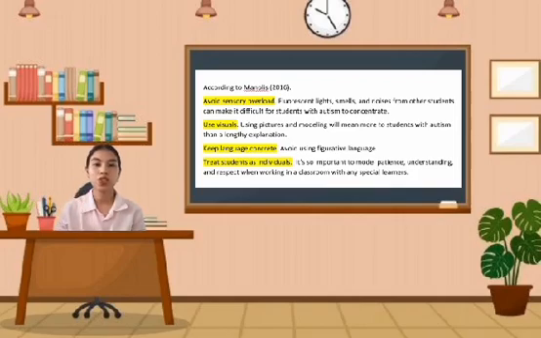The second one is use visuals. Using pictures and modeling will mean more to students with autism than a lengthy explanation. The third one is keep language concrete. This means that you should avoid using figurative language. And the last one, the fourth one, treat students as individuals. So, if you're a teacher with students with autism, it's so important to model patience, understanding, and respect when working in the classroom with any special learners.